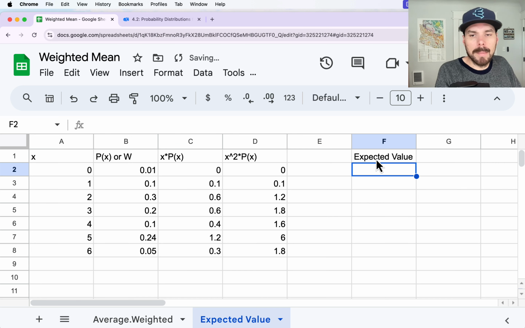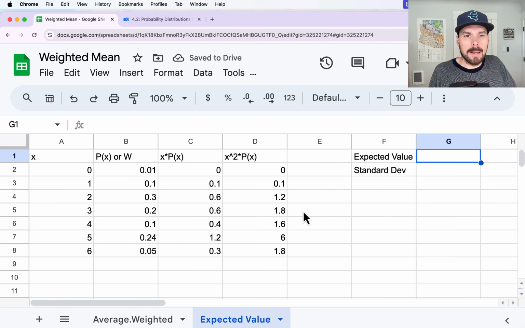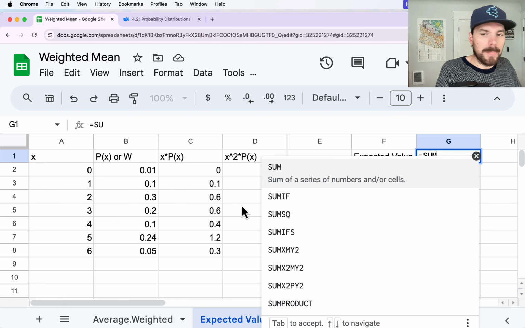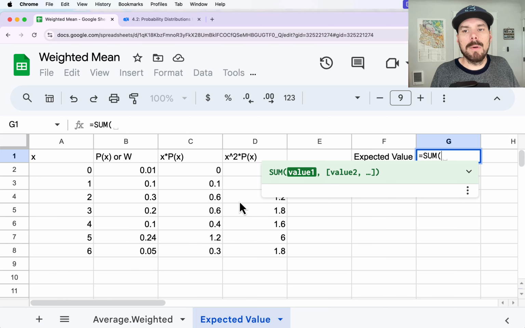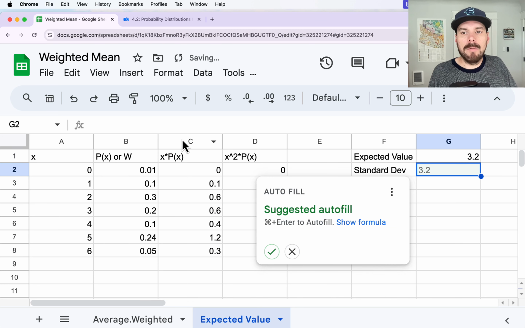Now I've got all the information I need to calculate both the expected value, which is the mean, and the standard deviation. I'll just type standard dev to fit that in. The expected value is the sum of x times p of x. This function will be really easy for us, just equals sum, and then an input is column C. We'll use the whole entire column there. And that gave me an expected value of 3.2.